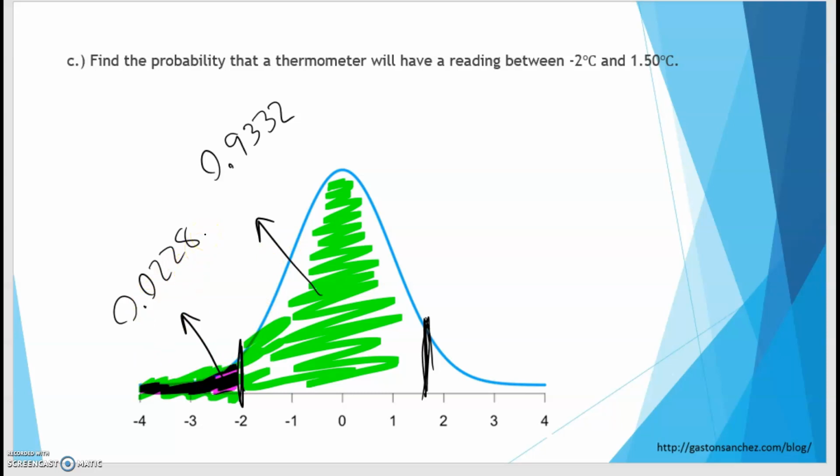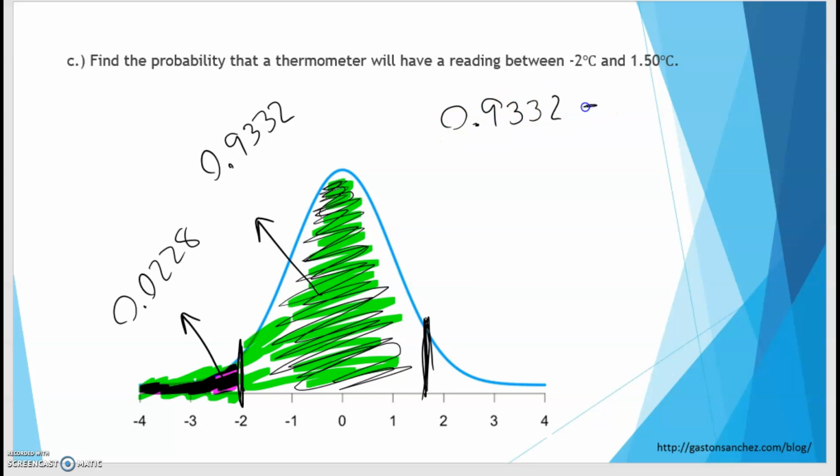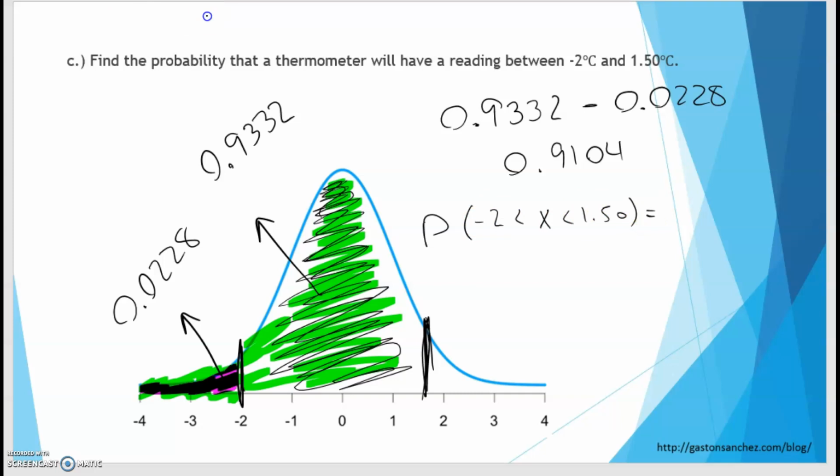Now what I'm looking for is just the middle part. I want the area between these two numbers. This is what I'm looking for. So what we need to do is take the bigger number, 0.9332, minus the smaller number, 0.0228, which is going to give us 0.9104. So the probability that you've got a thermometer reading between -2 and 1.50 is equal to 0.9104.